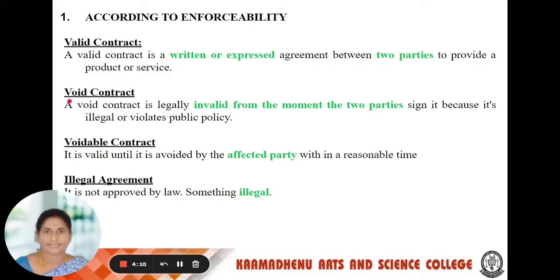Next one, void contract. What is the void contract? It is legally invalid from the moment of the agreement between the two parties. This is called the void contract. For example, illegal matters.